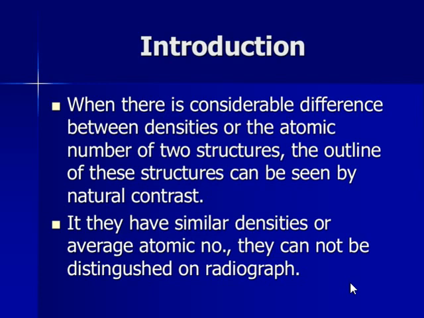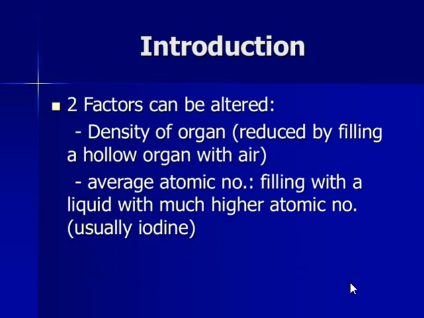So how can we see them if we cannot differentiate between them because of their close densities? We can alter two factors. Two things can be changed in order to make these structures more obvious. First of all is the density of the organ. We can reduce it, for example, by filling a hollow organ with air, like the colon. For example, in double contrast barium enema, we push air to decrease the density of the organ. And we can also change the average atomic number by filling the organ with a liquid that has a higher atomic number, which is usually iodine.